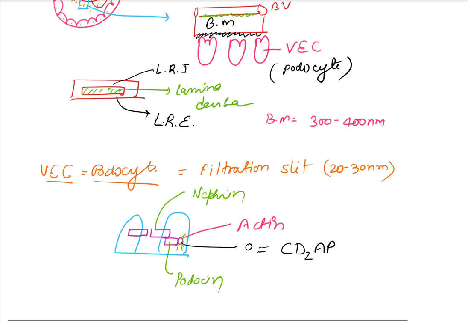So why is it important to know the various proteins? Because a mutation or genetic abnormality or any change in these proteins causes disease in humans, except CD2AP, which does not cause disease in humans.